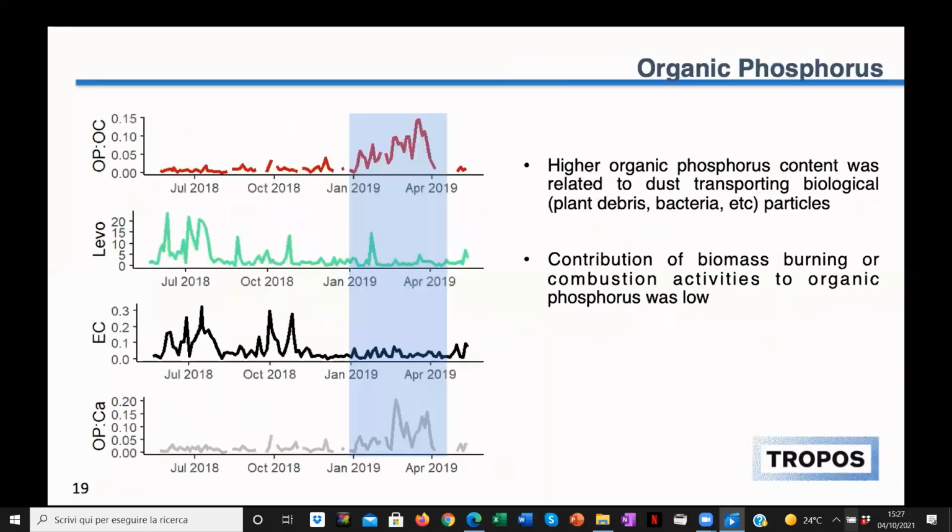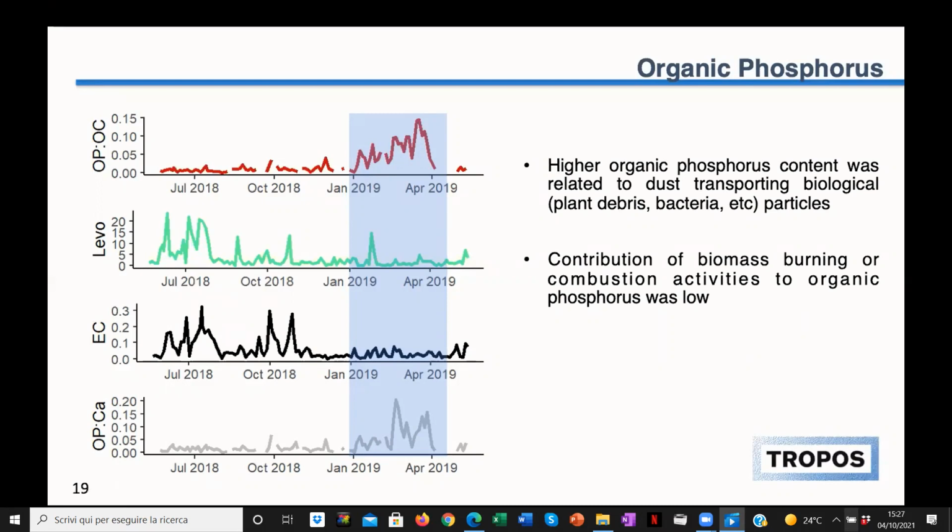So to check the sources of phosphorus, we compared the organic phosphorus to organic carbon ratio to evaluate the contribution of organic carbon to organic phosphorus. We also compared this, again the time series, to the levoglucosan and the elemental carbon data as proxies for combustion. And we also compared this to the ratio between organic phosphorus and calcium as a proxy for the contribution of mineral dust. As we can see, the peaks in the organic phosphorus were observed when we had peaks in the calcium content in the sample.